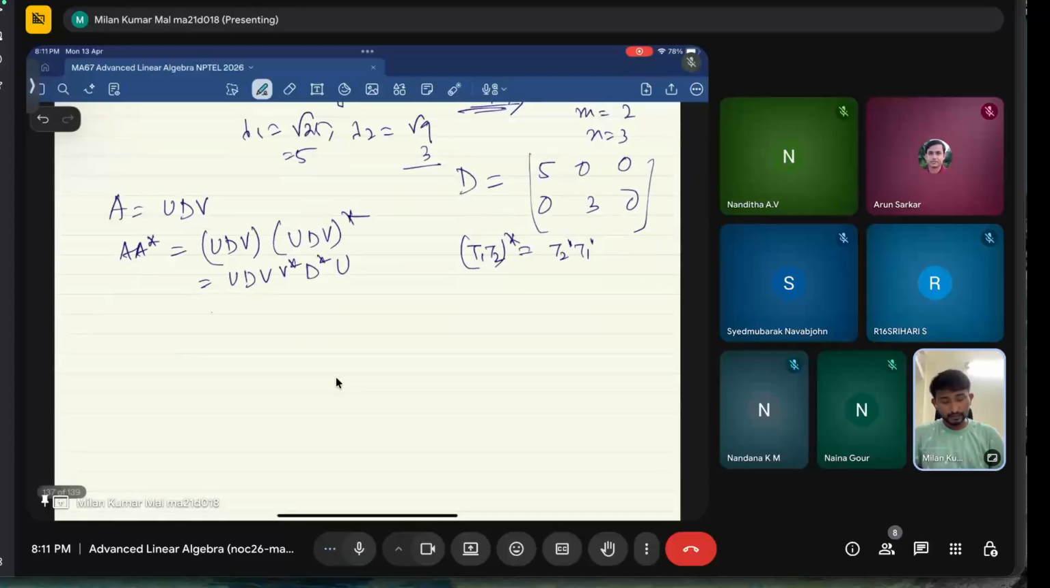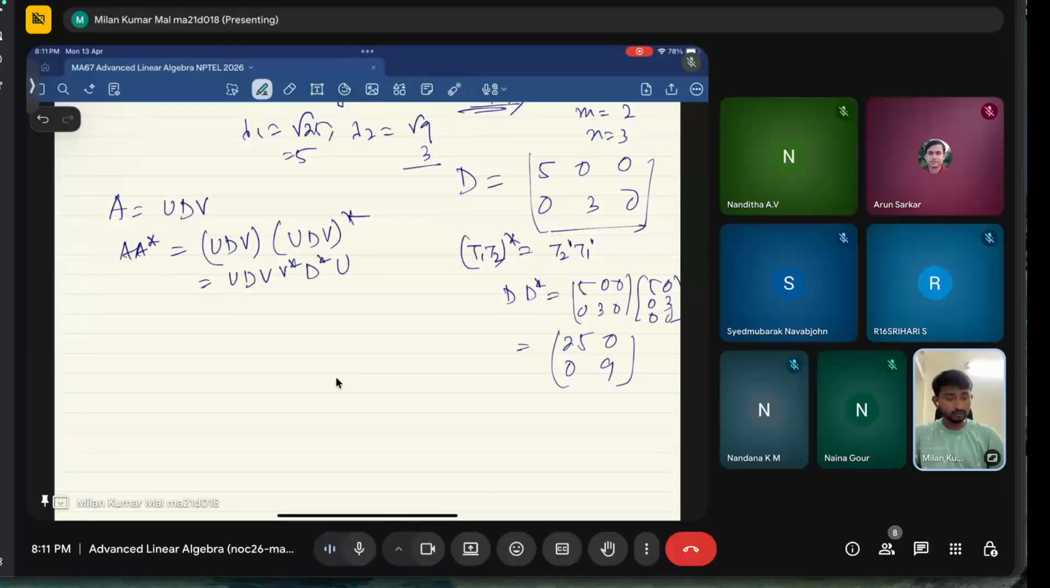No, D is actually not diagonal. D is actually a non-square matrix. D looks this way. So if you write D and D star, that is 5 0 0, 0 3 0, and next 5 0 0, 0 3 0, and 0. Look carefully: this is 25 and this is 0, this is 0, this is 9. So we have obtained D star D.